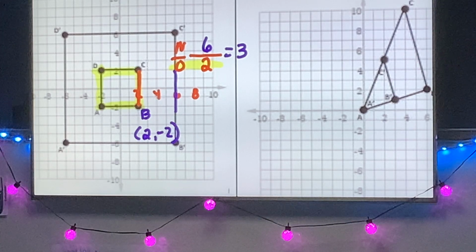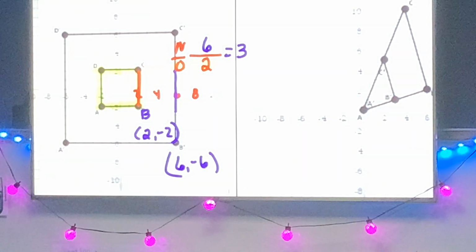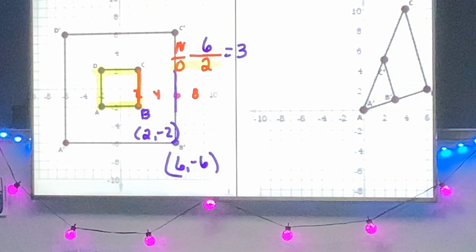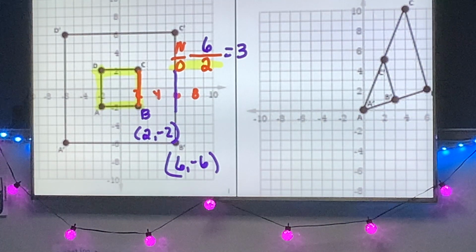The ordered pair of B prime, your new B, is 6, -6. We're only going to do this on this one, and then you're going to see, oh, she is just using that one number. It doesn't matter which number you use.